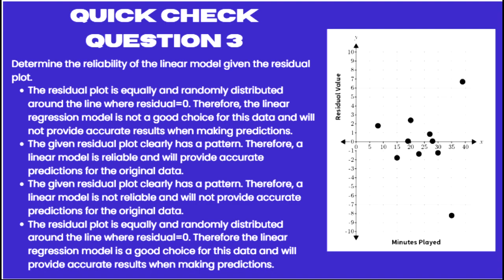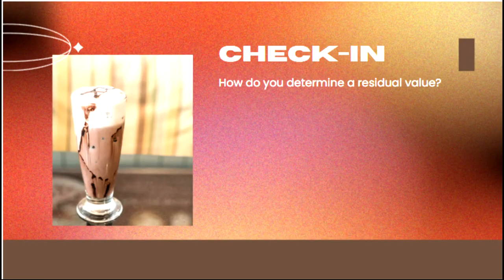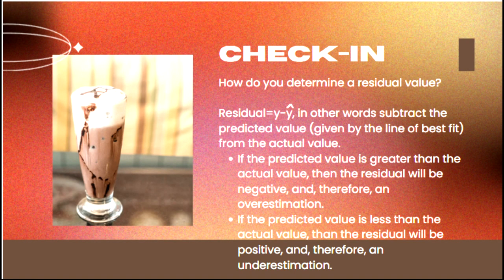Here's quick check question number 3. Determine the reliability of the linear model given the residual plot, just like we've been doing. Does it have a pattern? And then eliminate. Check in. How do you determine a residual value? Residual is equal to y minus y hat. In other words, subtract the predicted value given by the line of best fit from the actual value.